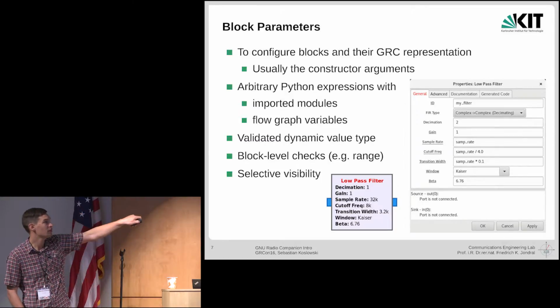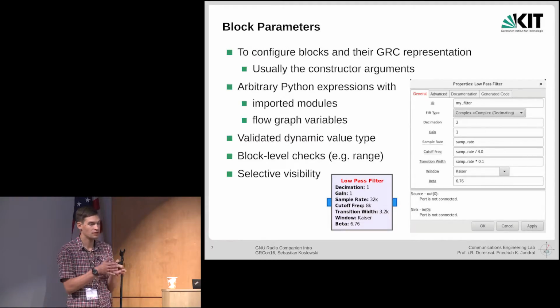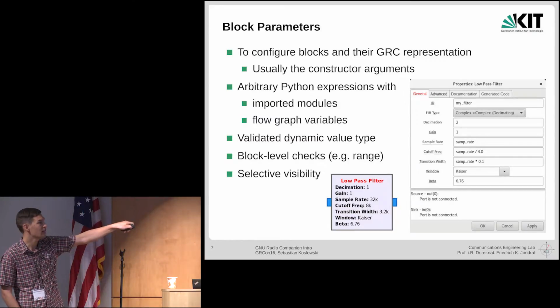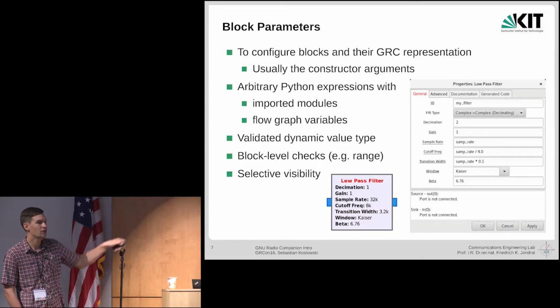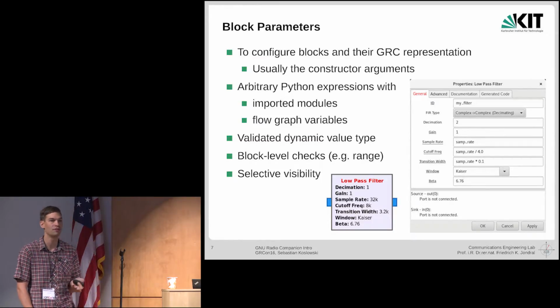There's also the option of scattering the parameters over multiple tabs. If you have a block that has a lot of options, it makes sense to just split these into categories and have different tabs. The advanced tab, which is shown here, is generated by GRC itself and contains sort of the built-in stuff that GNU Radio lets you set for each block.